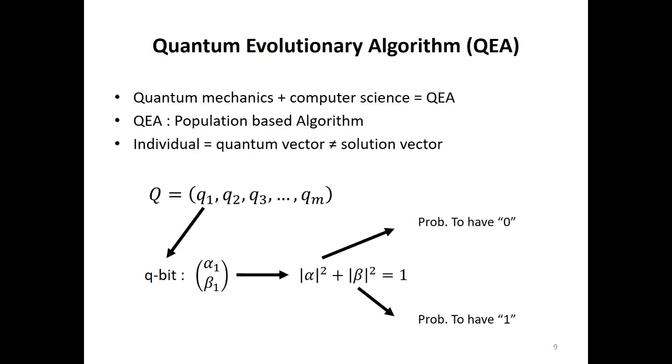Quantum Evolutionary Algorithm, or QEA, was originally inspired by quantum computing, which is the result of merging both computer science and quantum mechanics. QEA is a population-based algorithm. Instead of using solution vectors as individuals, QEA uses quantum vectors. Each quantum vector is a set of qubits, which is the smallest unit of information in quantum computing. These qubits carry the probability of being in state 0 or 1 through two complex numbers alpha and beta, verifying alpha squared plus beta squared equals 1.